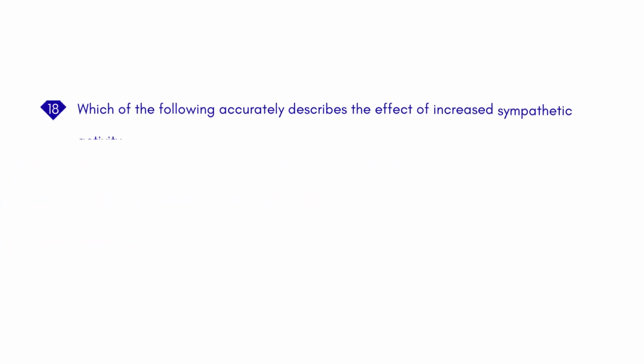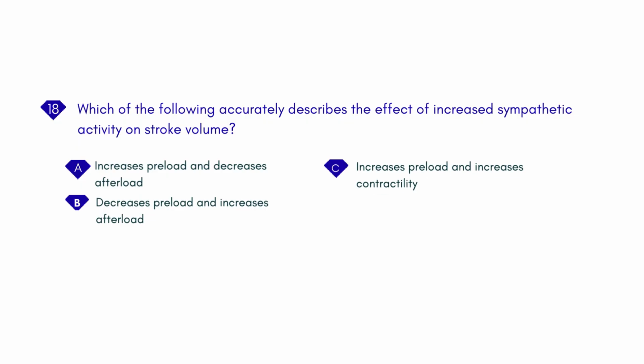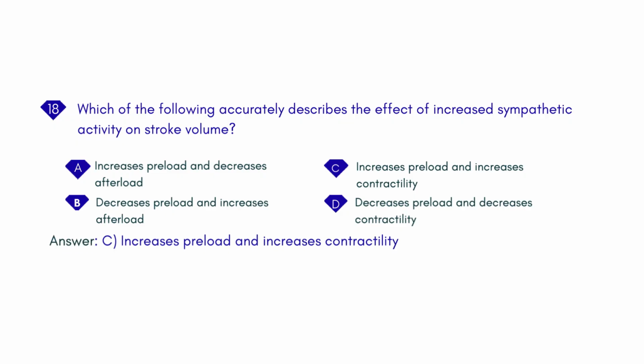Which of the following accurately describes the effect of increased sympathetic activity on stroke volume? A. Increases preload and decreases afterload. B. Decreases preload and increases afterload. C. Increases preload and increases contractility. D. Decreases preload and decreases contractility. Answer C. Increases preload and increases contractility.